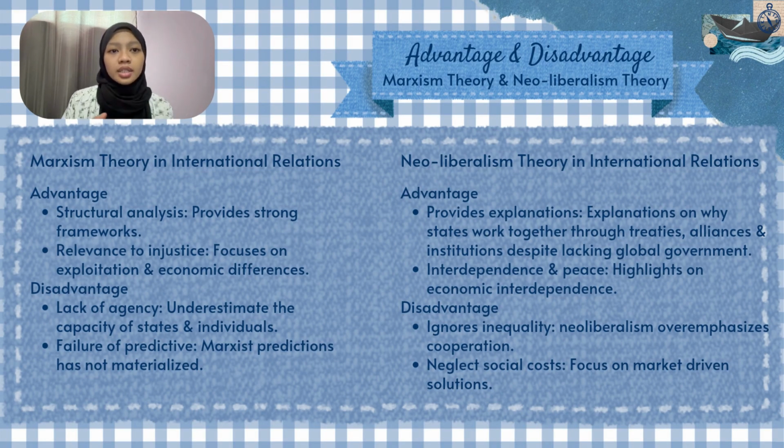The disadvantage of Marxism theory is the lack of agency, which means it underestimates the capacity of states and individuals. Marxism theory ignores the fact that leaders, voters, and small nations can make their own independent decisions to change their futures. Other than that, this theory also failed in prediction, which means Marxist predictions have not materialized. Karl Marx made predictions about the future that did not come true. He predicted that workers in rich countries would overthrow their governments, but capitalism survived and grew stronger.